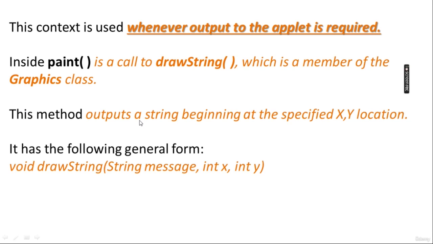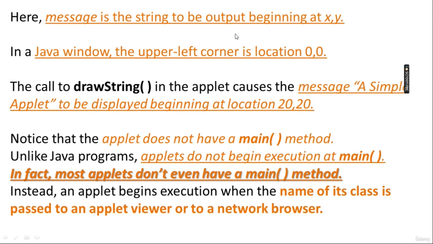This method outputs a string beginning at the specified x and y coordinates. drawString is a method to display a string; x and y are the x and y coordinates. void drawString(String message, int x, int y). This is the general form or syntax of the drawString method, and it returns nothing, so its return type is void. Message is the string to be output beginning at x, y.